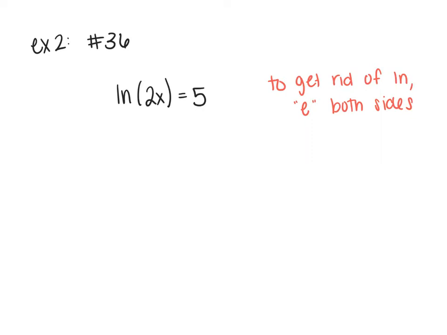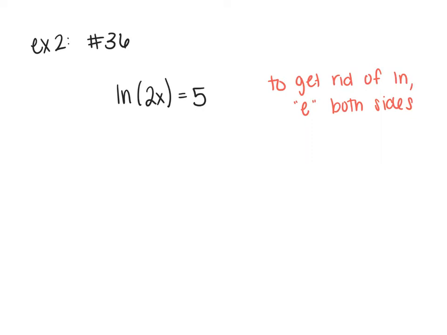Okay, so here's example 2. It's number 36 out of your book. ln of 2x equals 5. So anytime I see ln, already there's one log, either natural log or regular log. If there's already one, you go straight to the inverse operation. So the inverse operation of natural log is e.